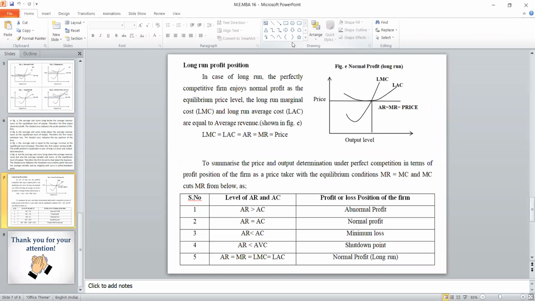For the long run, the perfectly competitive firm will always have a normal profit.